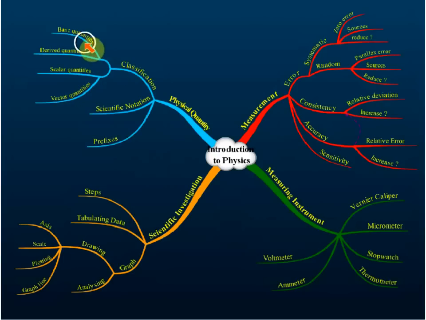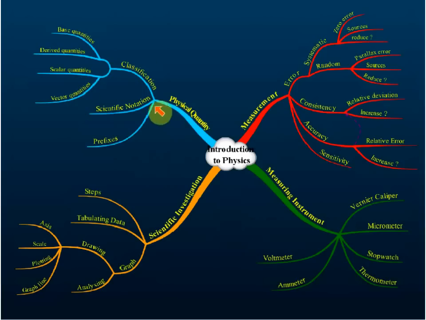You need to know what is base quantity, what is derived quantity, what is scalar quantity, and what is vector quantity, and their definitions as well. So this is what we are going to discuss today. Scalar and vector quantities we're going to discuss in the next lesson, not today.